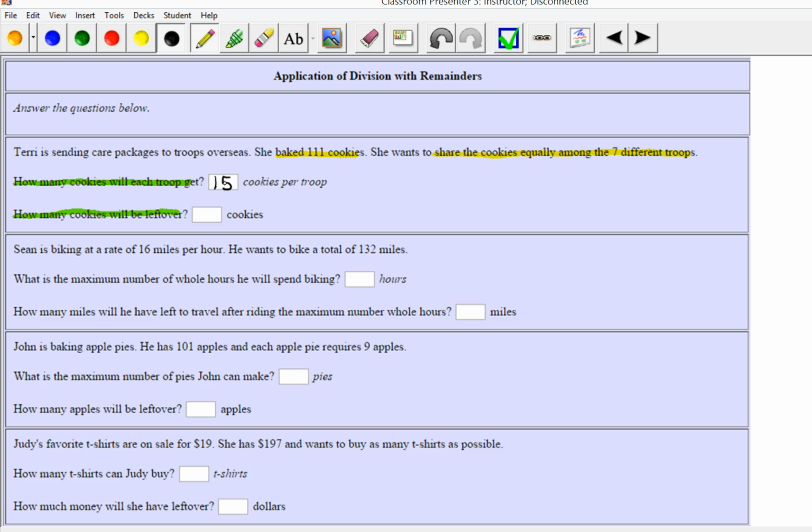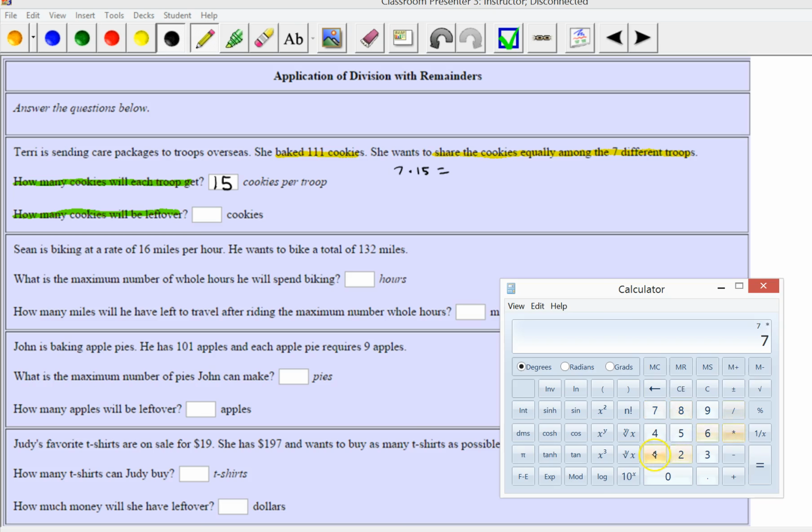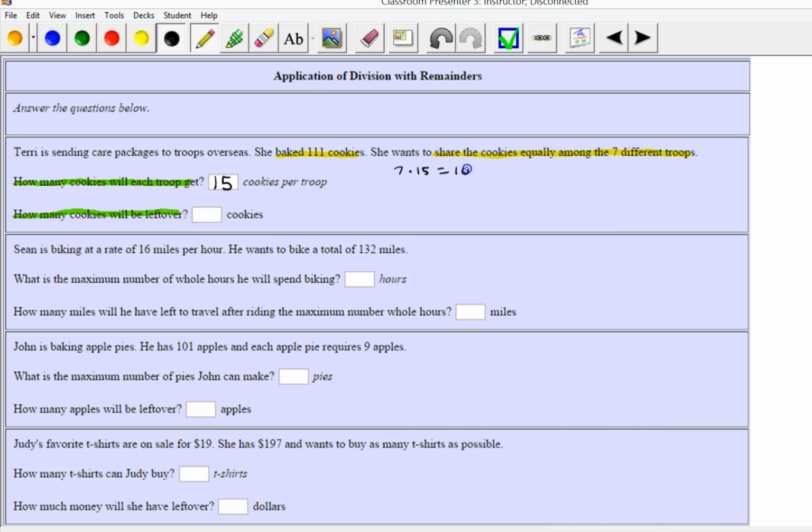Okay. Now we want to see, well, how many cookies will be left over if each troop gets 15? Well, there's 7 troops, so 7 copies of 15 cookies. So 7 times 15 is 105 cookies. So we need 105 cookies to give 15 cookies per troop to the 7 troops. So how many are left over? Well, we have 111. We're going to send 105 to the troops, and the difference is 6. So we have 6 cookies left over. Okay. Let's look at the next one.